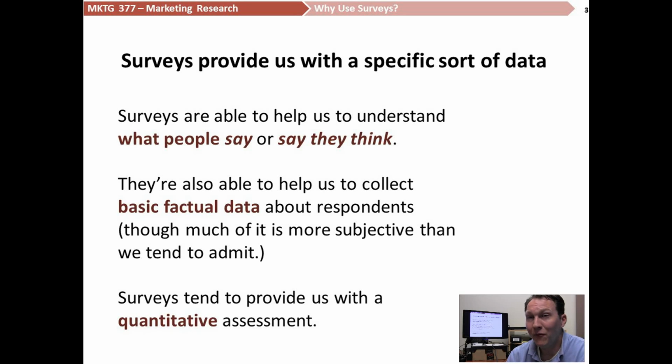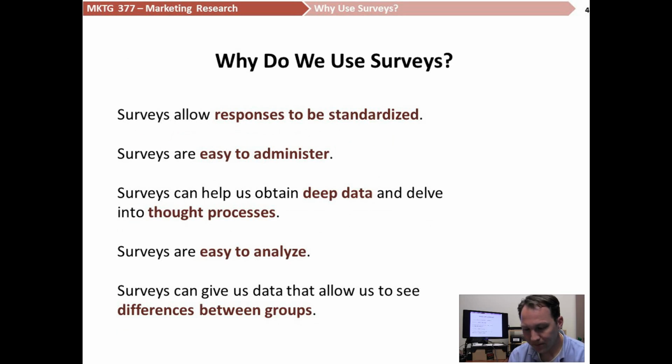data that come from respondents are not always objective. They're not always true. They're approximations of fact. They're not always fact, and that's important for us to remember. Surveys tend to provide us with a quantitative assessment. Now, surveys don't have to be quantitative. They can also be qualitative. But quantitative means that we're going to be looking at numerical data. We're going to be making comparisons between groups within a sample or a population. And that's typically what surveys are designed to collect, is quantitative information.